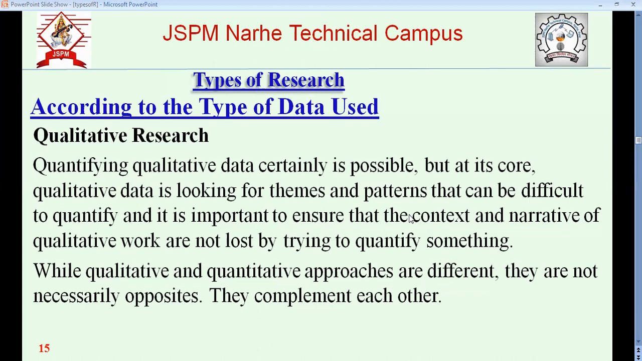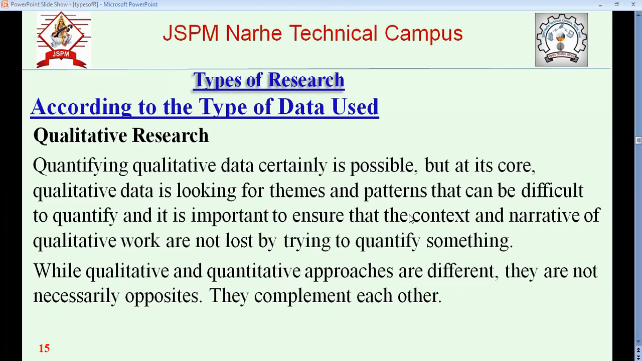Okay, and suppose we want to convert qualitative analysis into quantitative analysis, we have to be careful so that we do not lose the context and narration of that particular work. Okay, so meaning should not get changed.